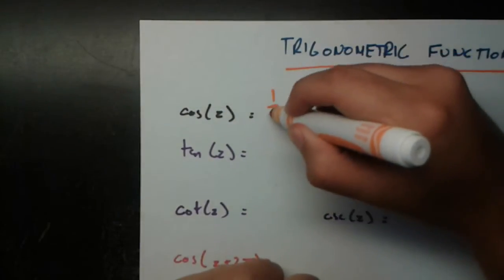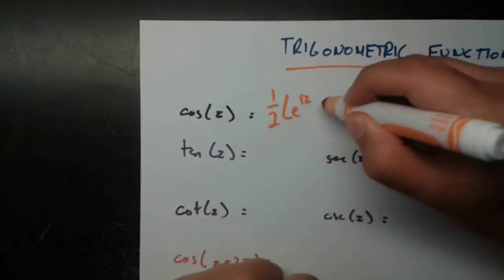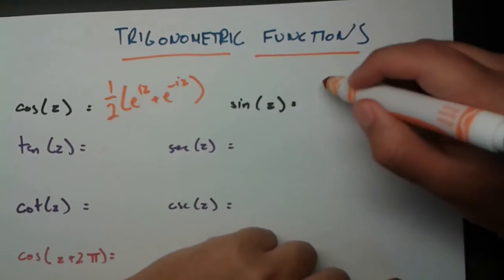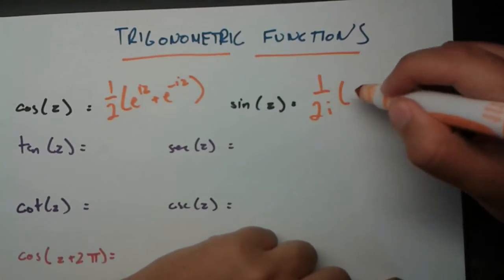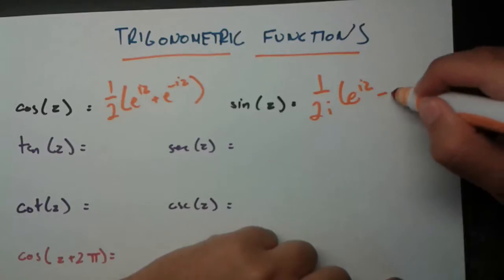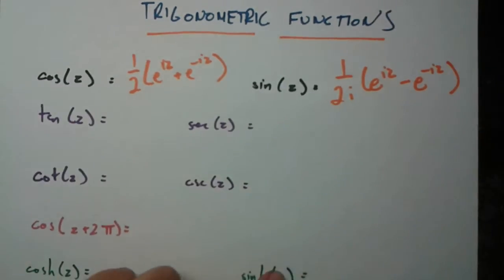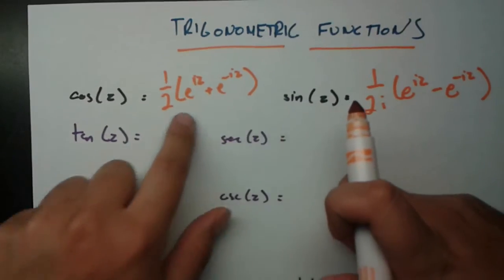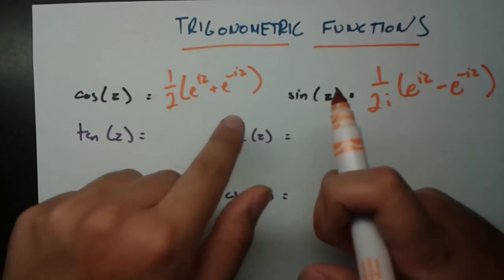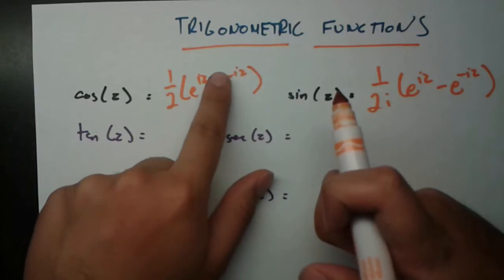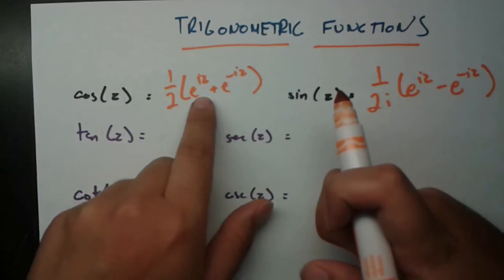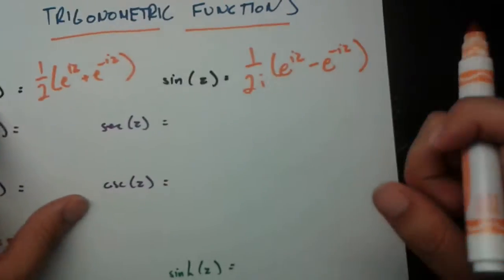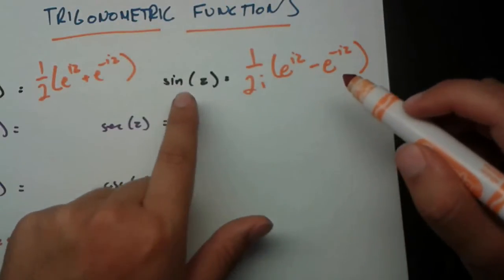Cosine of z is defined as 1/2 (e^(iz) + e^(-iz)). And sine of z is defined similarly as 1/(2i) (e^(iz) - e^(-iz)). So these are the basic definitions, and you can see they're defined in terms of the exponential function. If you want to know why this is the definition, go to the exponential video and look at how to expand e^(iz) in terms of cosines and sines, and then work this all out, and you'll see that this comes back as cosine of z, and when you work out this calculation, it comes back as sine of z.